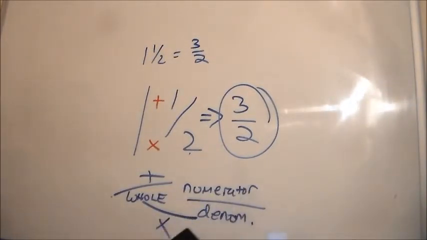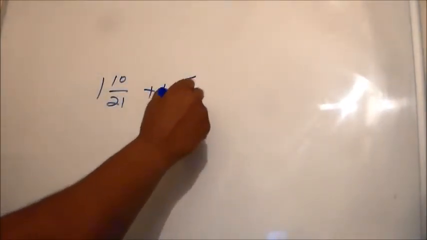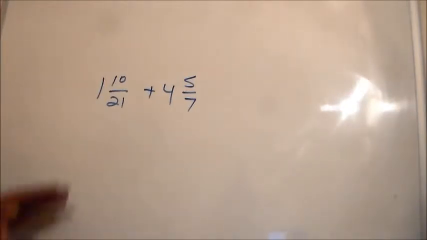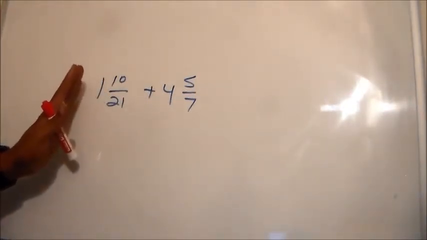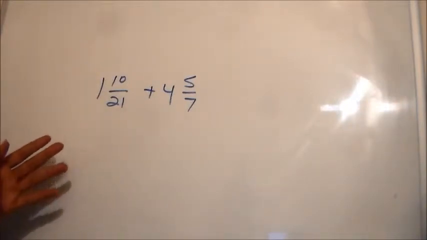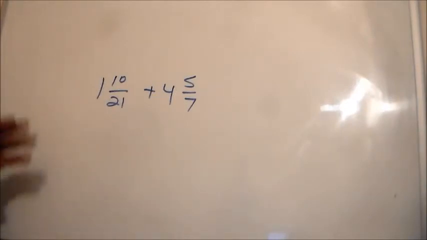All right. So let's take 1 and 10 over 21 plus 4 and 5 over 7. Now what we could do is take these numbers and convert them into improper fractions. We can use our rapid math technique, but I'm going to elect not to. I'm going to do this the old-fashioned way because it's a lot easier.